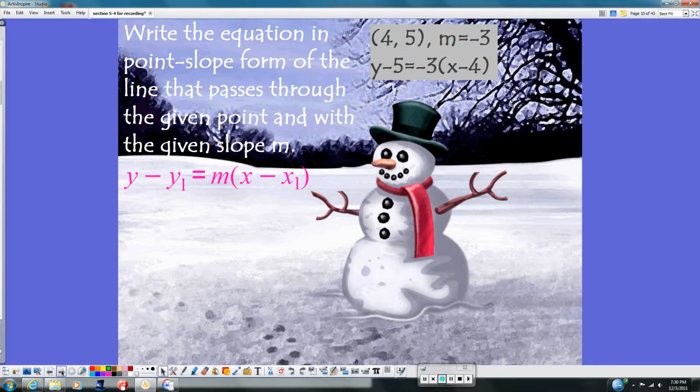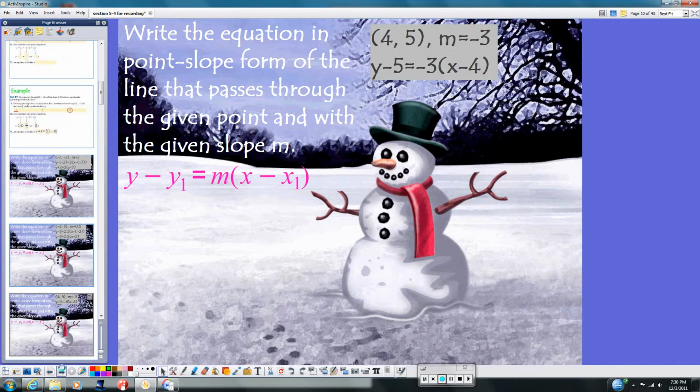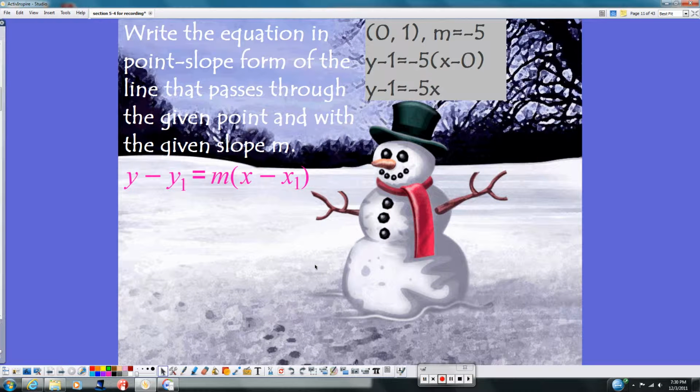Another example, 4, 5 is our point, m is negative 3, so y minus 5 equals negative 3 times the quantity x minus 4. Another example, 0, 1 is our point, our slope is equal to negative 5, y minus 1 equals negative 5 times the quantity x minus 0. You can leave it like that, or since this is a 0, we could rewrite that as y minus 1 equals negative 5x.